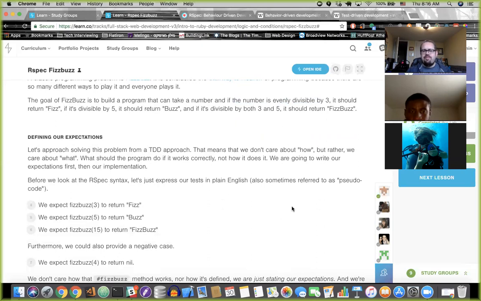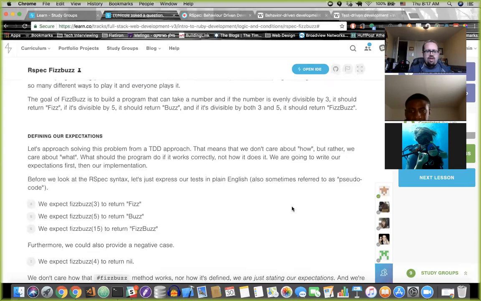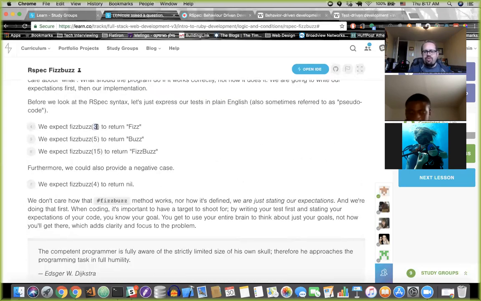The first thing we're going to do is think about our expectations. We're going to think of what we want this to actually accomplish. And we can do that in English, right? You don't have to do that in Ruby. We can, or JavaScript, or Python, or Elixir, or any other language. We can do that just in English. We want to understand what it's going to do and how it will work when it works correctly. So we expect FizzBuzz with an argument of 3 to return Fizz. We expect FizzBuzz with an argument of 5 to return Buzz, and we expect FizzBuzz with an argument of 15 to return FizzBuzz.